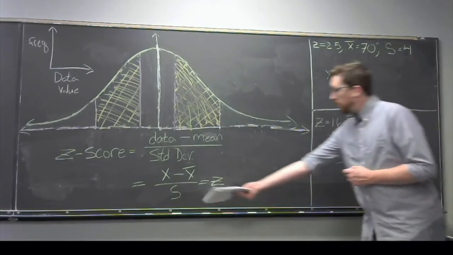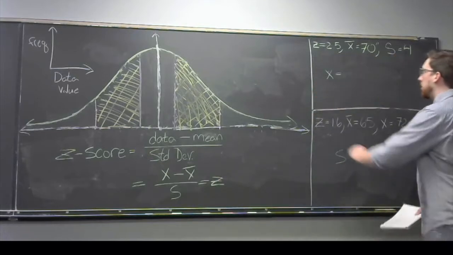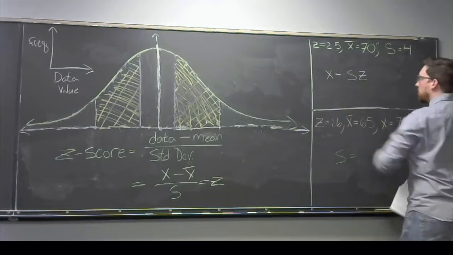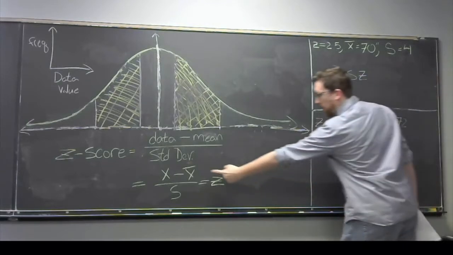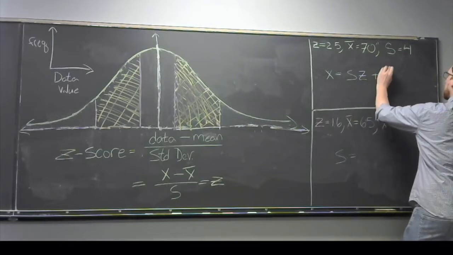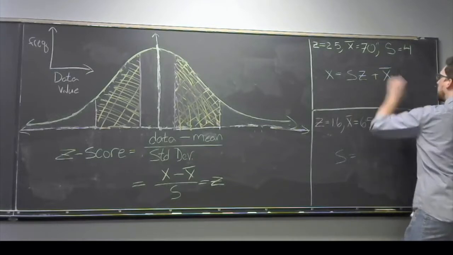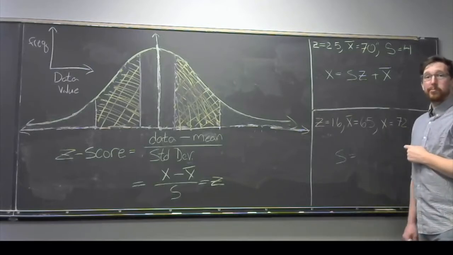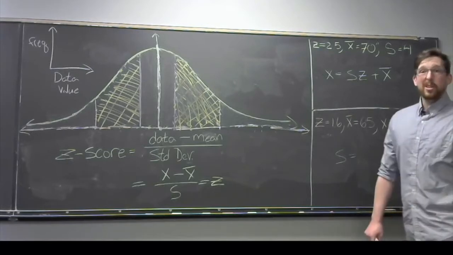First thing we're going to want to do is multiply both sides by s. So s times z. Now we're going to want to add our mean to both sides. And from here, it's just a matter of plug and chug. That's really all there is to this.